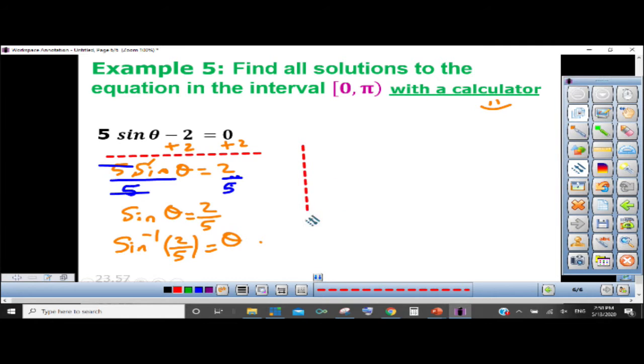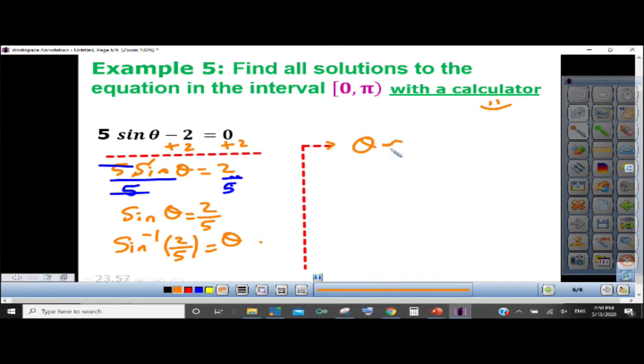Theta is going to be approximately 23 point... Let me actually do that again. Second sine, 2 over 5. 2 divided by 5. Got 23. Second sine of 2 over 5 equals 23.57. Obviously, there's more numbers here.